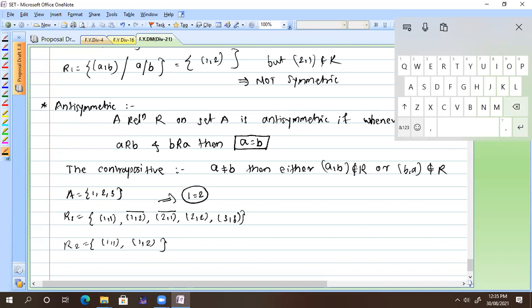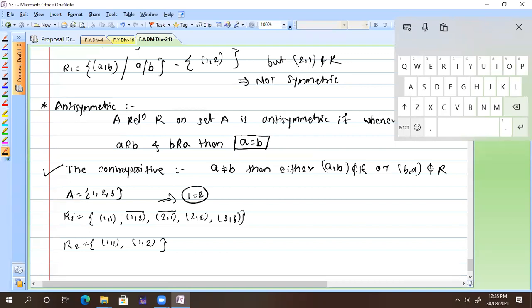Sir, (2, 1) is not part of the set, so it's not antisymmetric. Okay, so yes, it's antisymmetric. Tell me why it is antisymmetric. (1, 1), it's done. So you have two definitions.